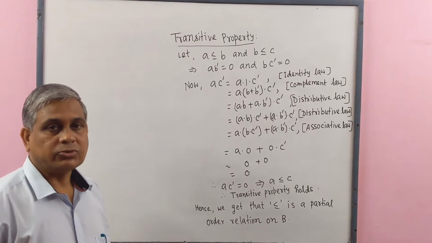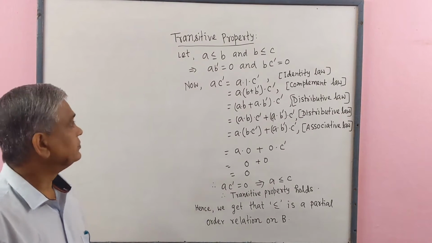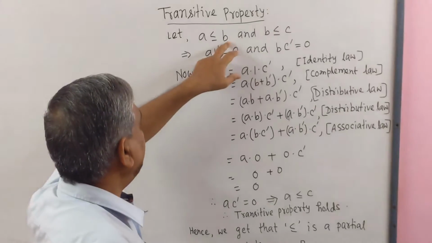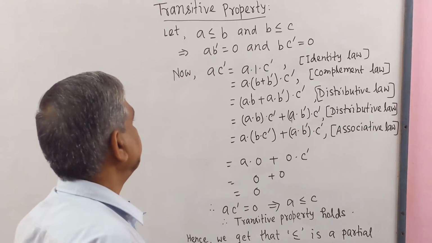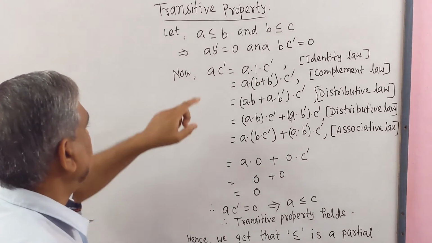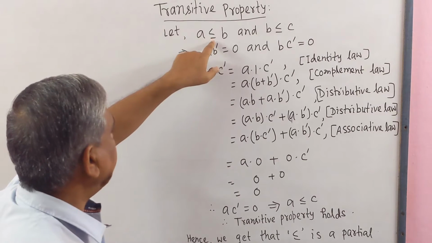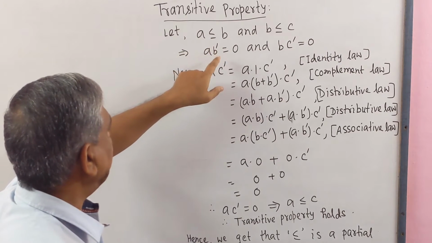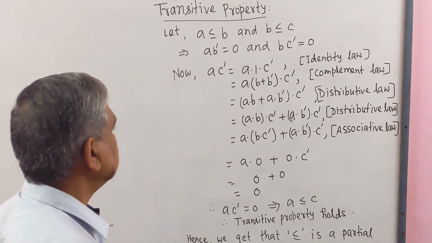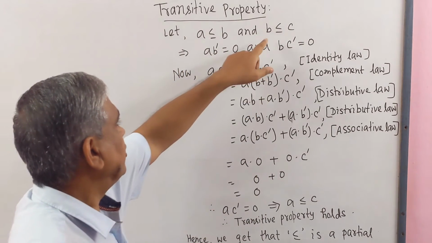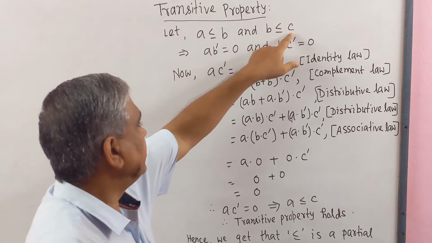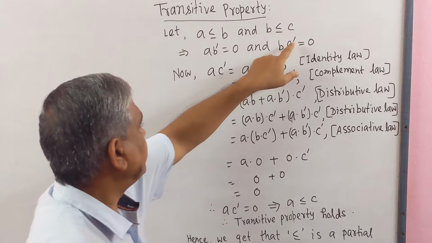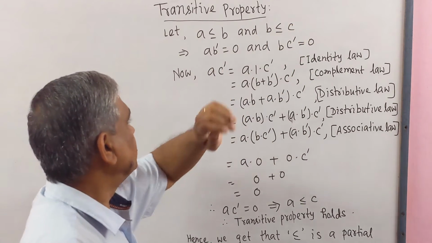Now we will show the transitive property. Let a is related to b and b is related to c. Since for a is related to b, we get a dot complement of b equals 0, and for b is related to c, we get b dot complement of c equals 0.